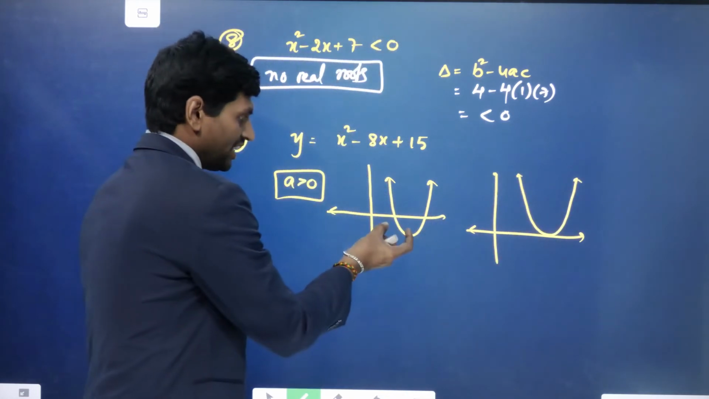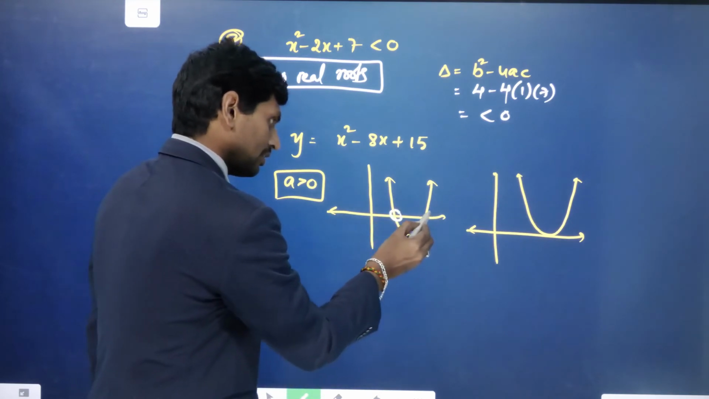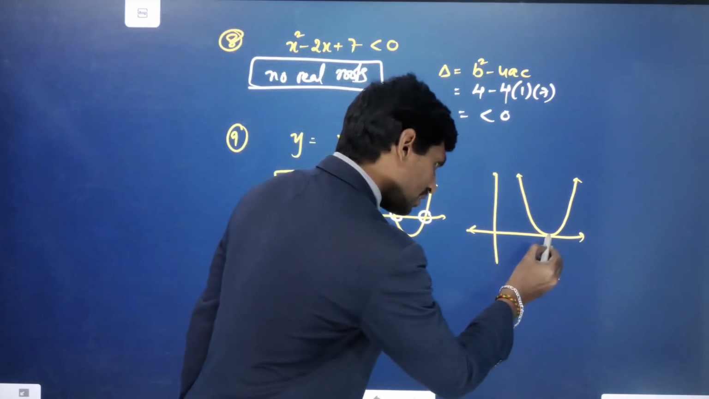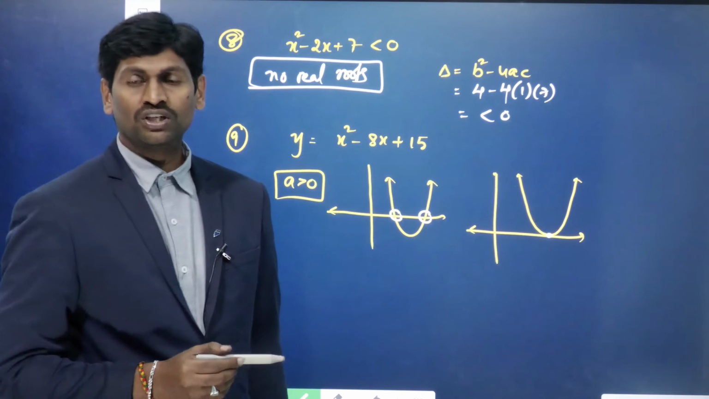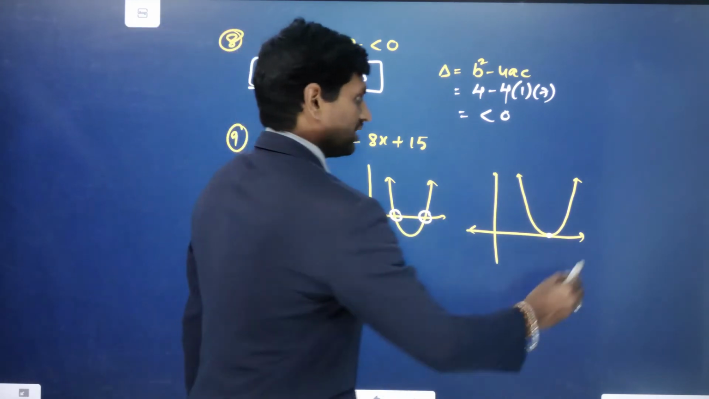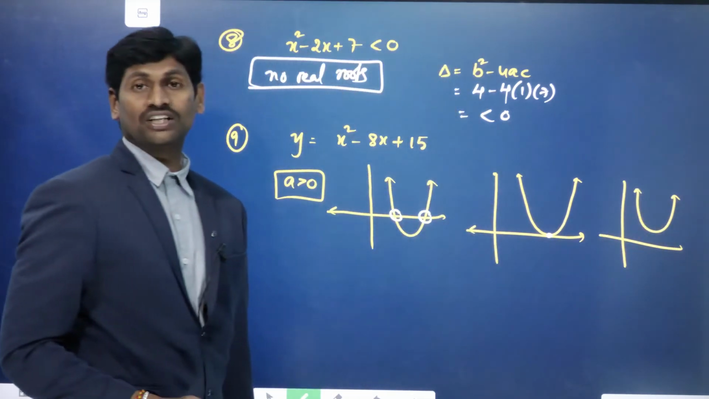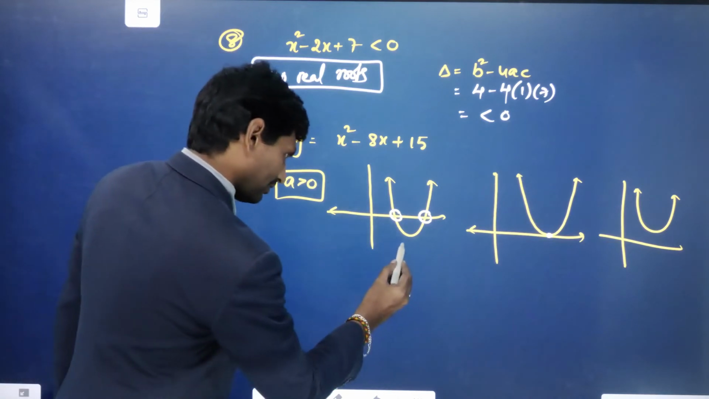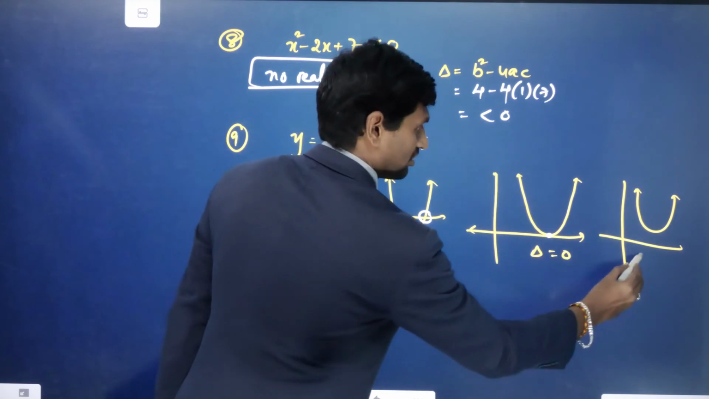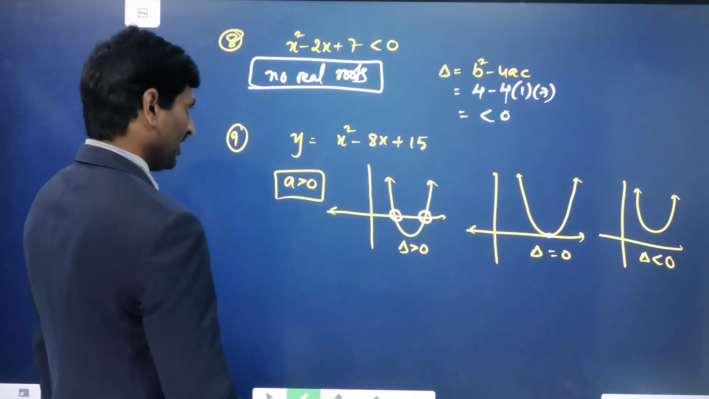So in first case, we can identify 2 intersecting points on x-axis. In second place, we have only 1 intersecting point. That means only one root. There are 2 different roots in the first case. But in third case, the parabola never touches the x-axis. That means there are no real roots. That means here delta greater than 0, delta equal to 0, delta less than 0. 3 conditions.